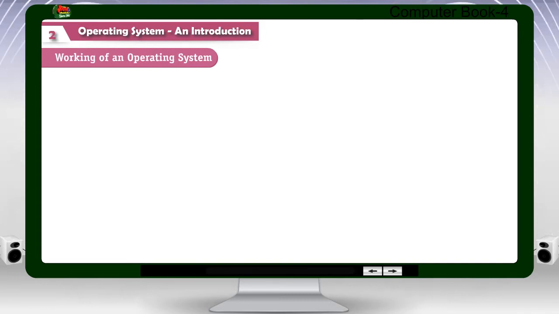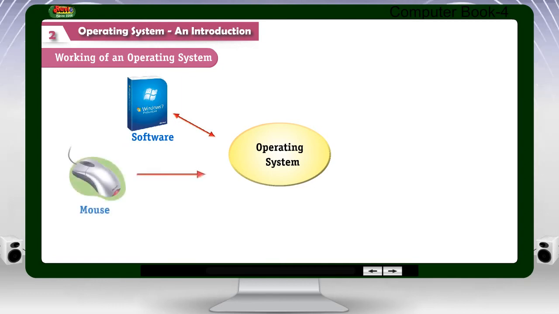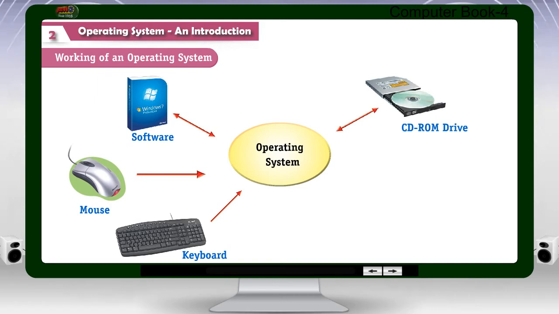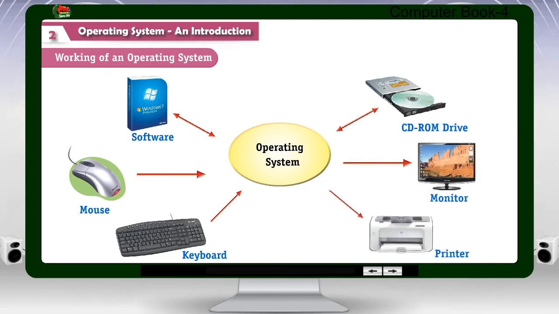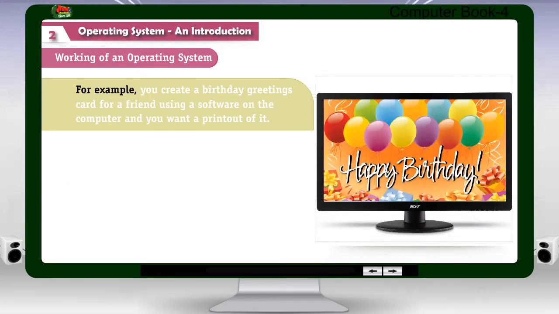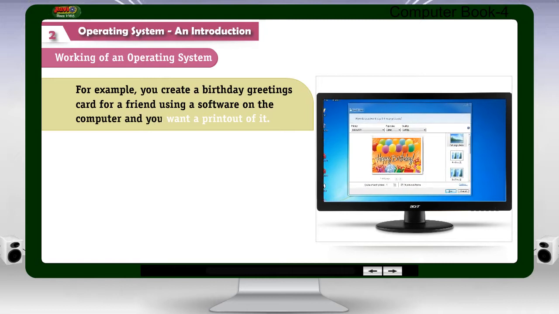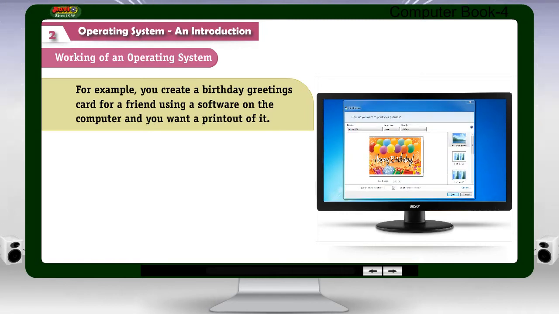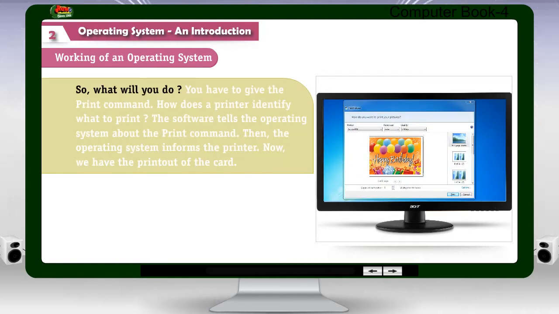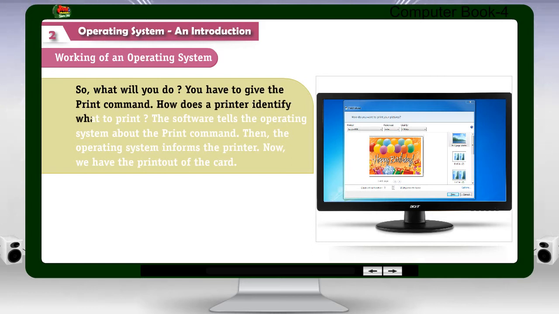Working of an operating system. Software, mouse, keyboard, CD-ROM drive, monitor, printer. For example, you create a birthday greeting card for a friend using a software on the computer, and you want a printout of it. So, what will you do? You have to give the print command. How does the printer identify what to print?